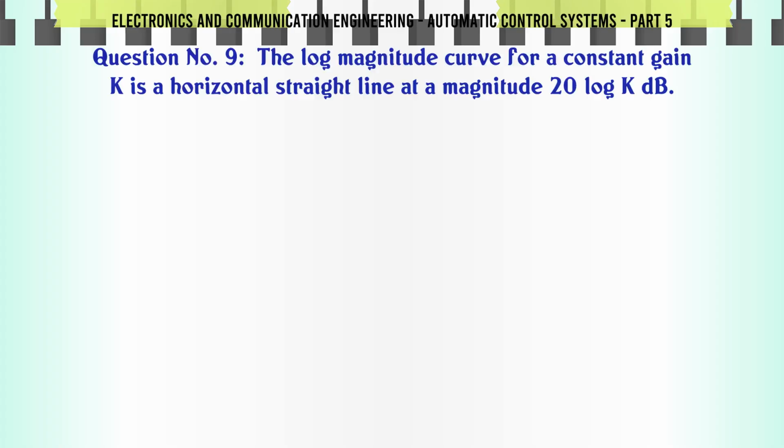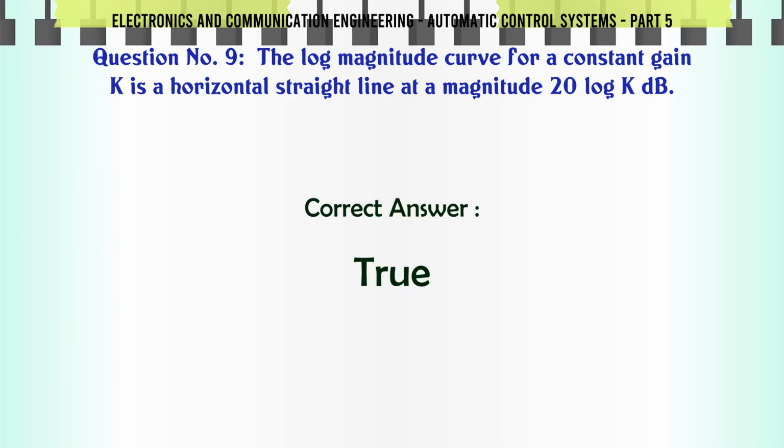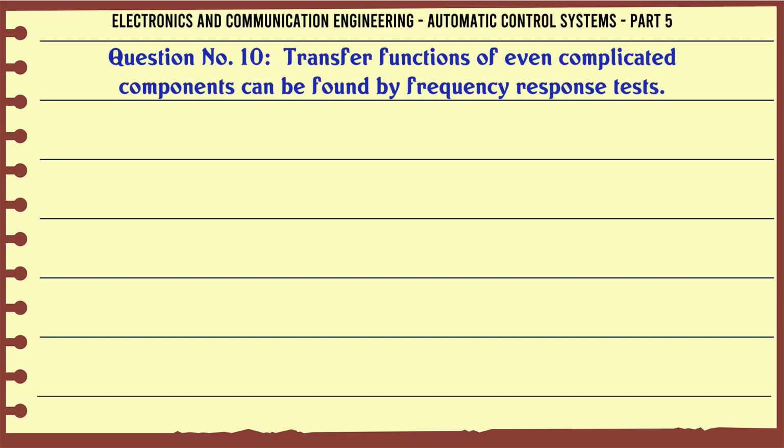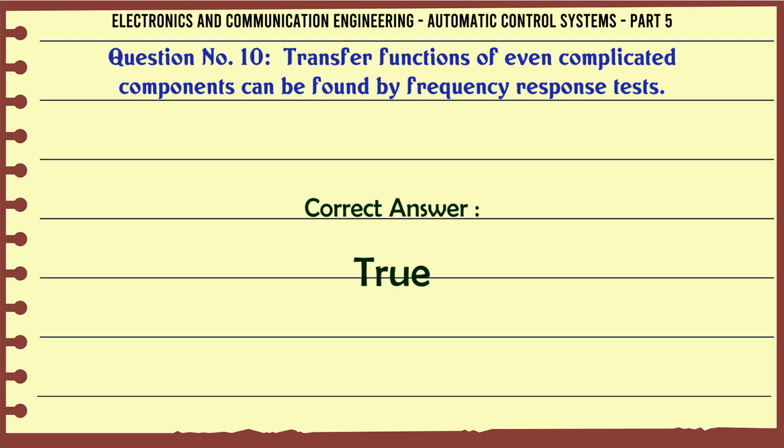The log magnitude curve for a constant gain K is a horizontal straight line at a magnitude 20 log K dB. A. True, B. False. The correct answer is true. Transfer functions of even complicated components can be found by frequency response tests. A. True, B. False. The correct answer is true.